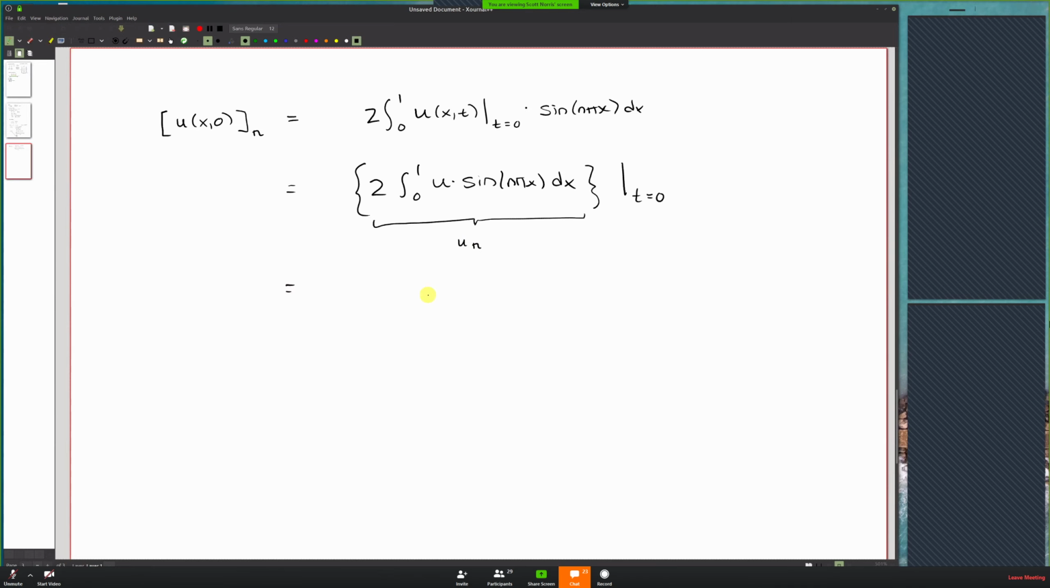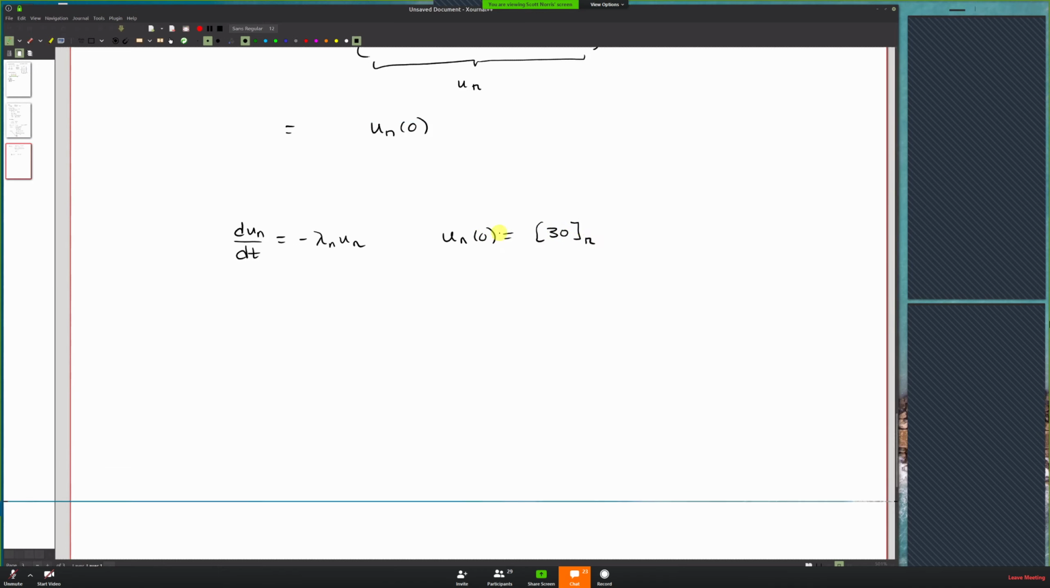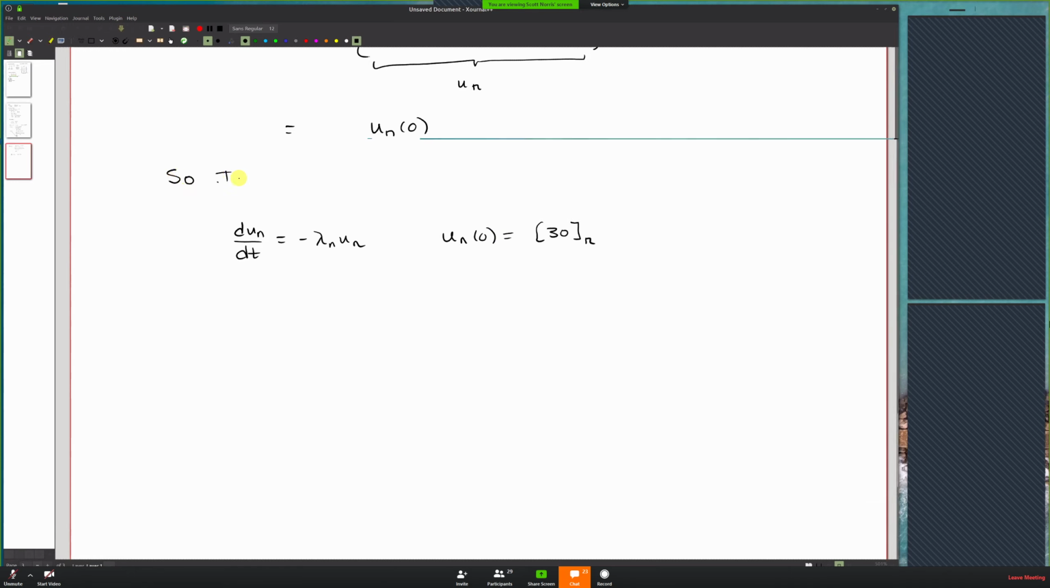And so what I'm really doing here is just evaluating u_n at time t equals 0. So if I put these four pieces of information together, then my transformed PDE looks like this. And this, my friends, is just an ODE, and you solved it in the first week of ODE's class.